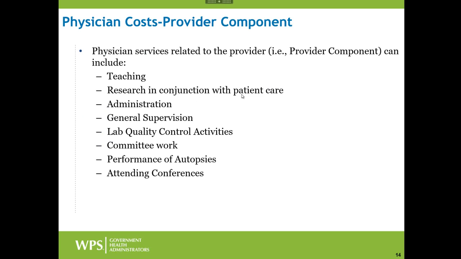Now, the provider component costs that we're talking about are provider component services. They relate to teaching, research that's in conjunction with patient care, administration, general supervision, lab quality control, committee work, performance of autopsies, and attending conferences, things like that. These can't be billed to a specific patient's account under Part B, and so instead they're allowable as a provider component. They certainly provide a benefit to the hospital. That's the point here.